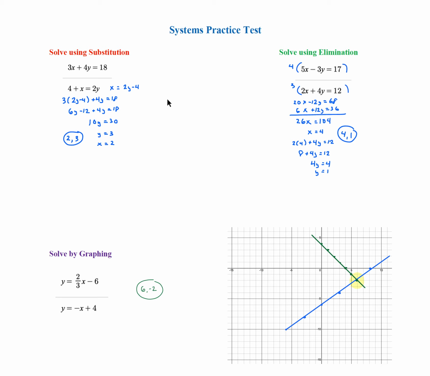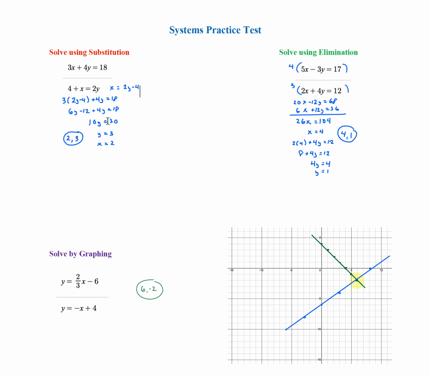On this first one, I want you to use substitution. So I looked at this bottom equation and I solved for x. I say that x equals 2y minus 4. And then I'm going to take this value of 2y minus 4 and put it in for x, which is what I do right here. Distribute this and I solve for y, right?